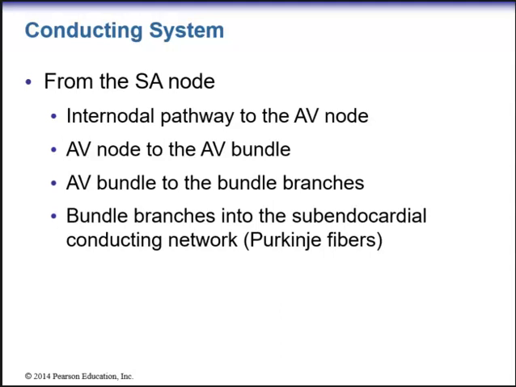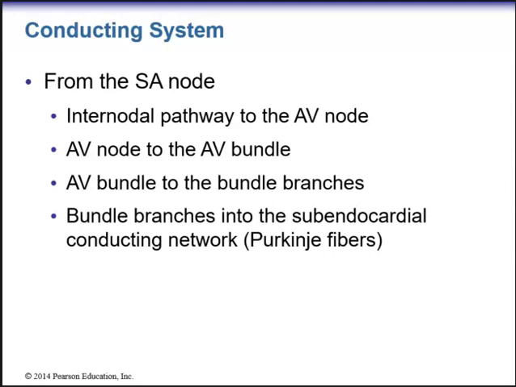Impulses will then spread in a wave along the cardiac muscle fibers of the atria, which will signal the atria to contract. And then most of these impulses will travel along the internodal pathway to the atrioventricular node, or the AV node. The AV node is in the inferior part of the interatrial septum.